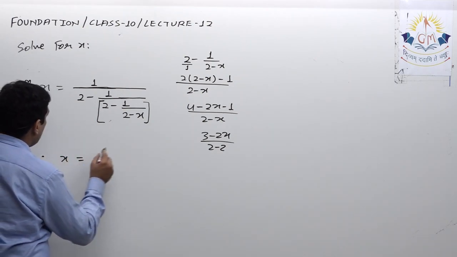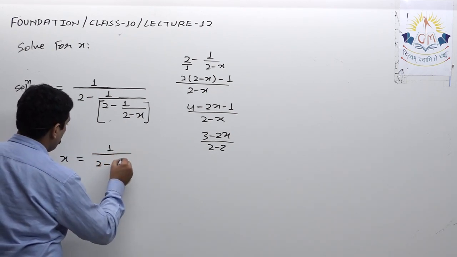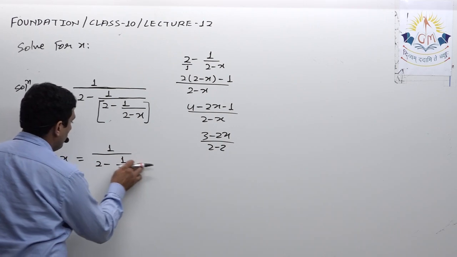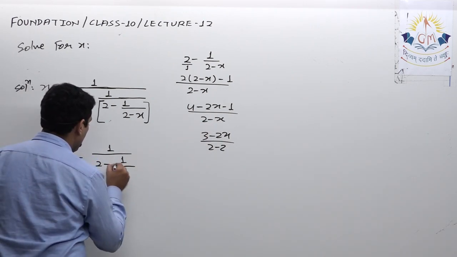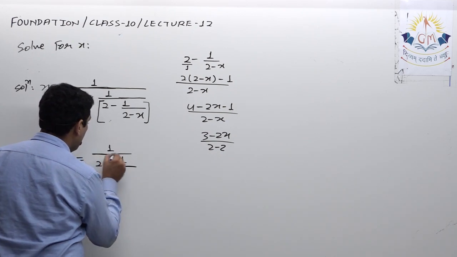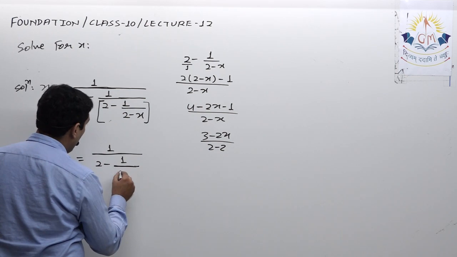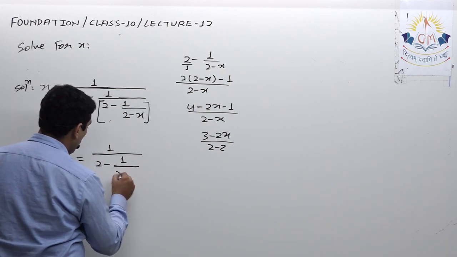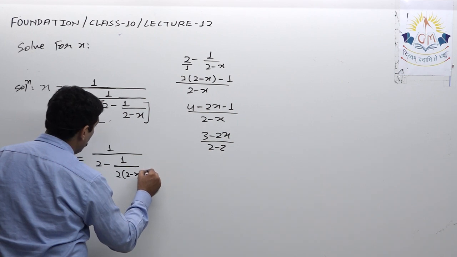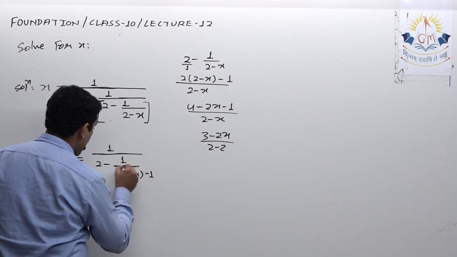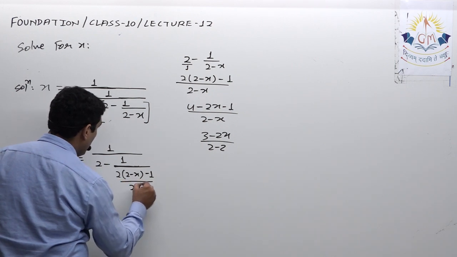x is equal to 1 upon 2 minus 1 upon, okay, I solved over here for your better understanding, but definitely I have to write the complete solution. For that, here 1 upon 2. So now I write 2 into 2 minus x minus 1 upon 2 minus x.